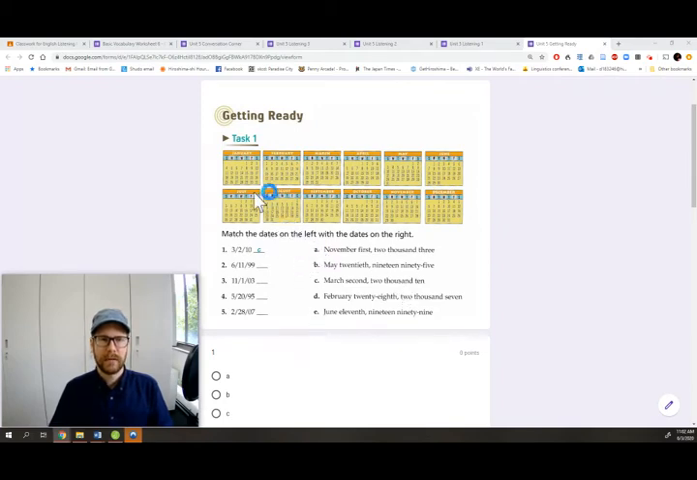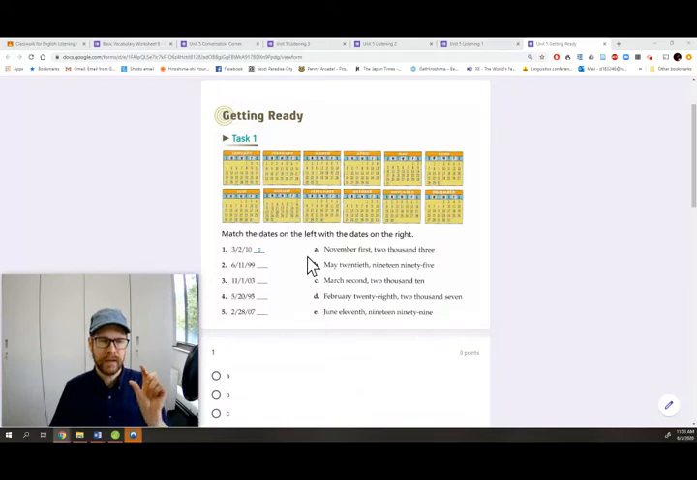So, here we have some calendars with different dates, and we have some numbers, and then we match that with the name of the dates. So, for example, number one, we have 3 to 10. So this is March 2nd, the third month, and then second day, and then 2010. So this is the American style of writing down dates.